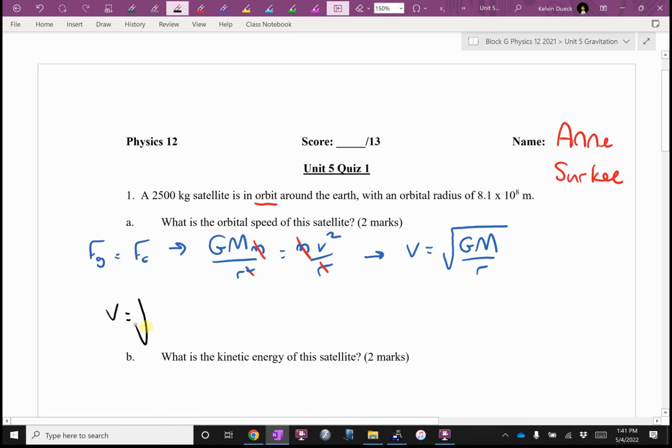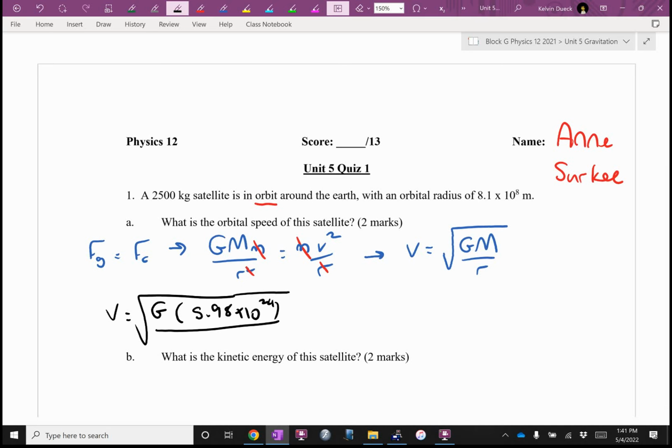It's going to be the square root of big G, 5.98 times 10 to the 24th, all over 8.1 times 10 to the 8th. Do I need to add the radius of the Earth to that? No. When would I? If it said, instead of orbital radius, height or altitude, then they've measured from the surface of the Earth outwards. This says orbital radius, so I can just use 8.1 times 10 to the 8th.